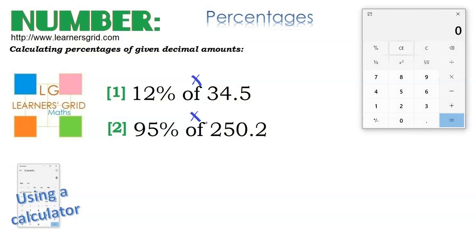So here we go, 12% of 34.5. Now this is very much the same way that you would get a percentage of a whole number. Because you've got a calculator, it's very simple. It's just 12 multiplied by the amount, which is 34.5. Then you push the percent button, equals, and there you have your answer. So in this case, the answer is 4.14. And that's as simple as it gets, really.